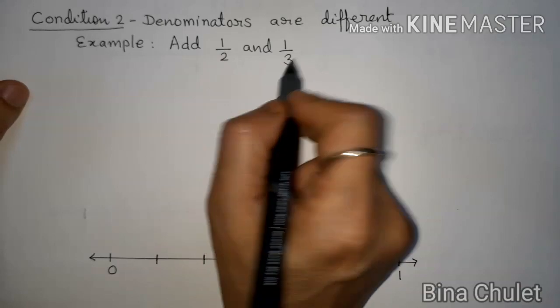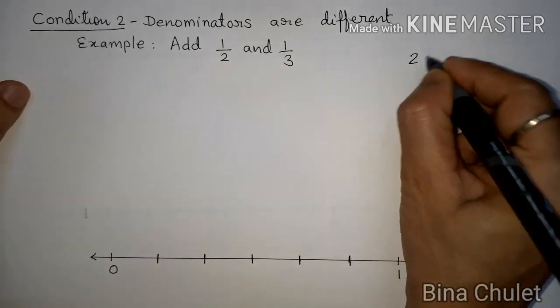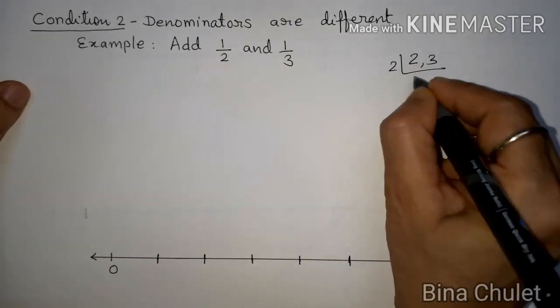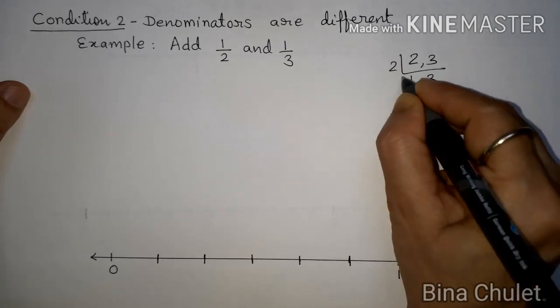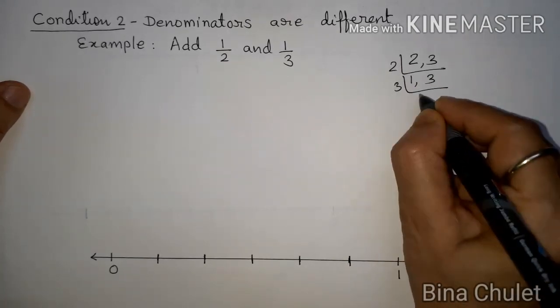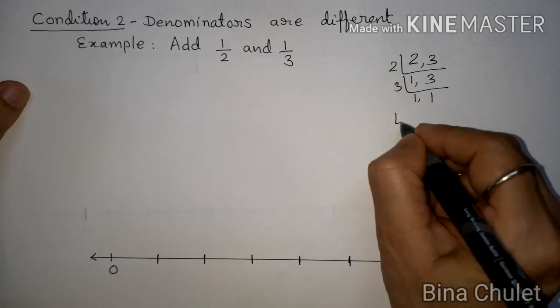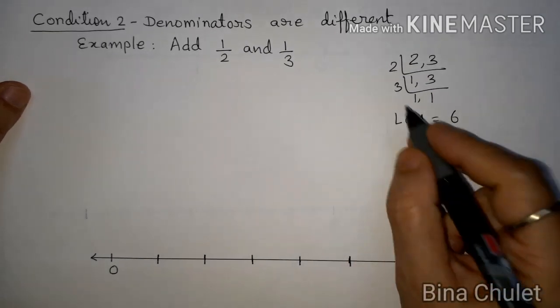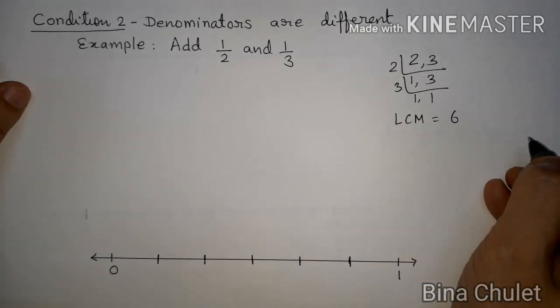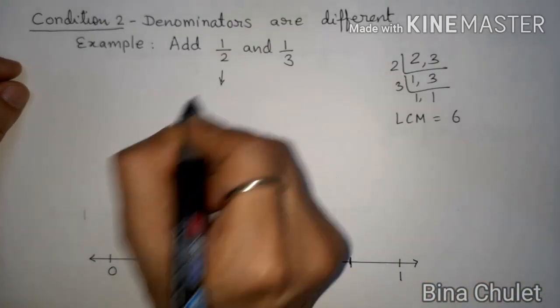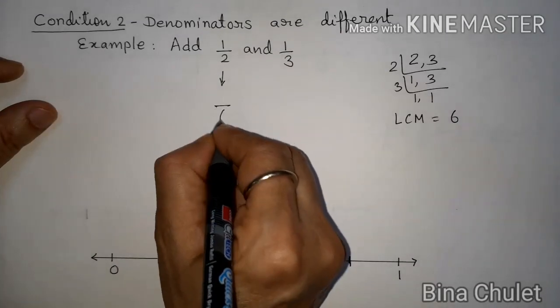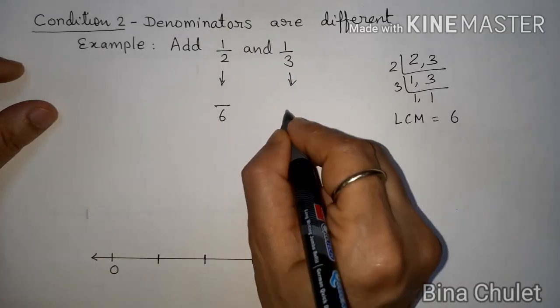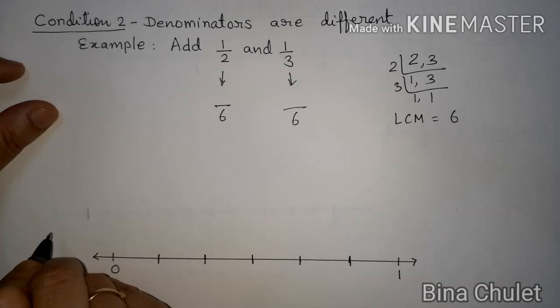2 and 3, the denominators, we take out LCM of these two. It will be 3 as it is, then by 3, this will be 1 and 1. So LCM will be how much? 6, right? 2 into 3 will be 6. Now this fraction, what will this become? Denominator will be 6. For this also denominator will be 6.